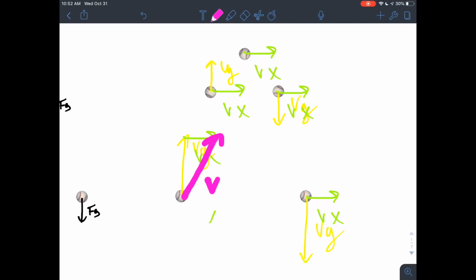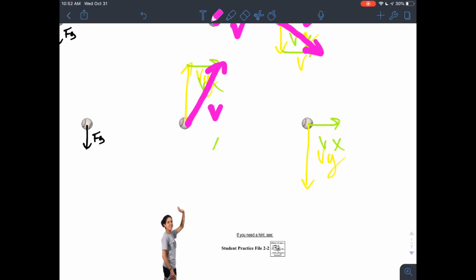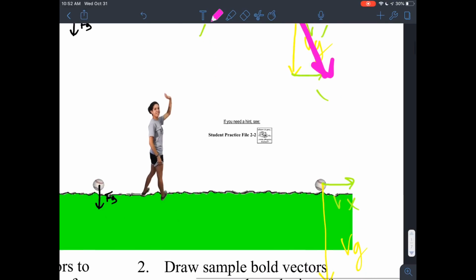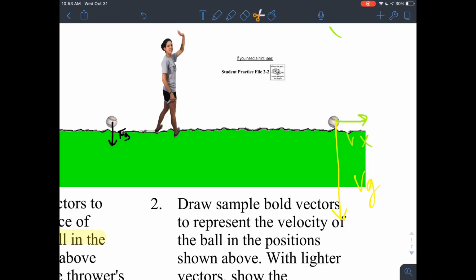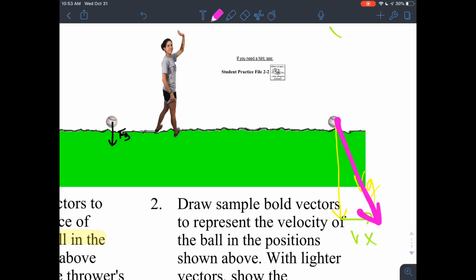which would be V. Do the same thing here. We can add these up. We can find our resultant, which would be V. Here, our velocity is just horizontal. Here, if we add up our Vx and Vy, we get something that looks like this. There's our V. And again, we keep going, adding up our vectors tip to tail. We get our V. And eventually, we end up with our last velocity down here, which is our greatest velocity.